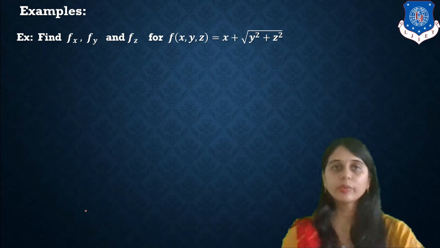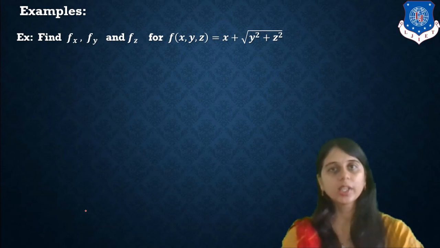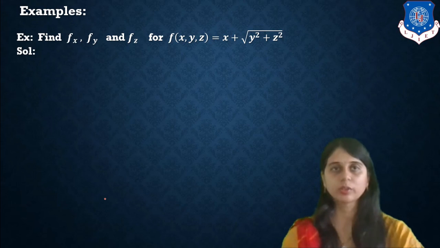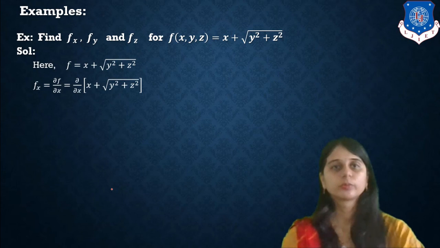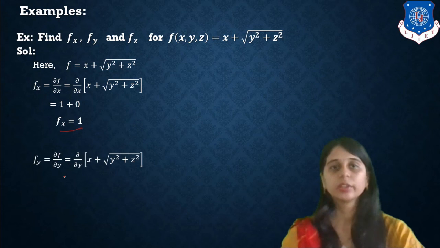Now, find fx, fy and fz for the function x plus under root y square plus z square. Find fx, del f by del x with respect to x. So we are getting 1 plus 0, fx is 1.